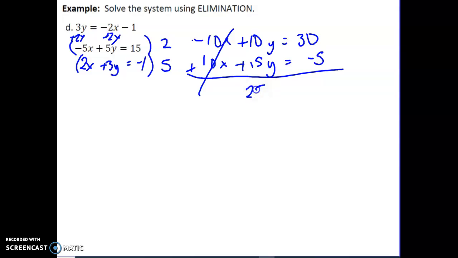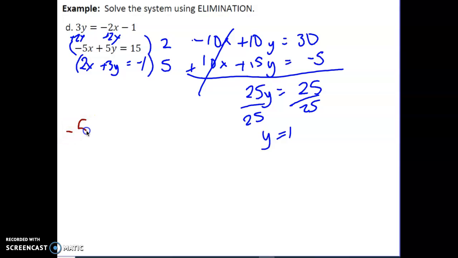So let's keep adding straight down, dividing both sides by 25. I get y equals 1. Okay, now what should I do once I get to the point of saying that y equals 1? All right, I want to substitute back in. Does it matter which one? Not at all. So this time I'll choose the bottom one because I did the top one last time.